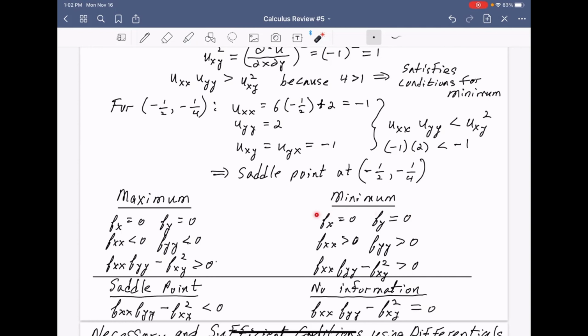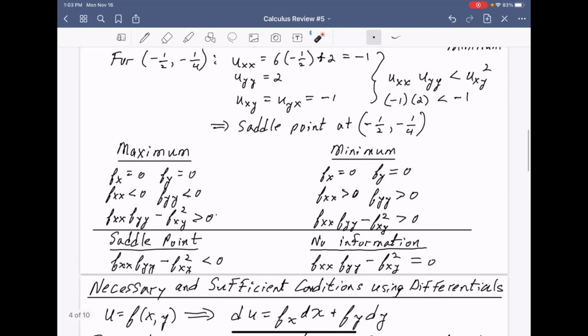For a minimum, we find the same thing: the first derivatives have to be equal to 0. The second derivatives have to be positive instead of negative. For a maximum, they're negative. For a minimum, they're positive. And again, this equation here, f_xx f_yy minus f_xy squared, has to be greater than 0.